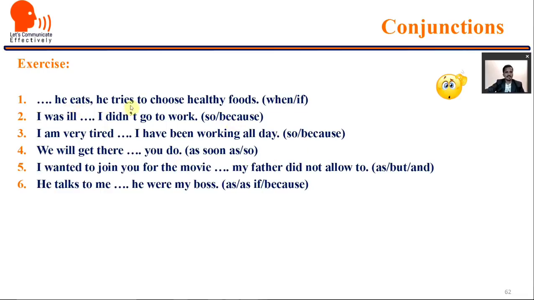Dot dot, he eats, he tries to choose healthy food. I was ill, dot dot, I didn't go to work. I'm very tired, dot dot, I have been working all day. We will all get there, dot dot, you do. I wanted to join you for the movie, dot dot, my father did not allow. He talks to me, dot dot, he were my boss.